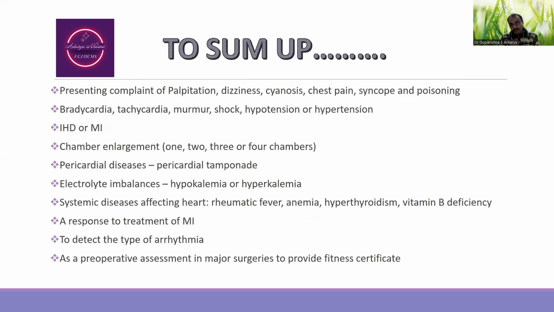To sum up, the conditions where we are going to do an electrocardiogram are when the person presents with palpitation, dizziness or giddiness, or central cyanosis, that means bluish discoloration of the tongue, lips, etc. And when the person is having acute chest pain, that too retrosternal chest pain, with worsening of the pain while doing exercises or climbing the stairs, etc., and relief of the chest pain by taking rest, etc.